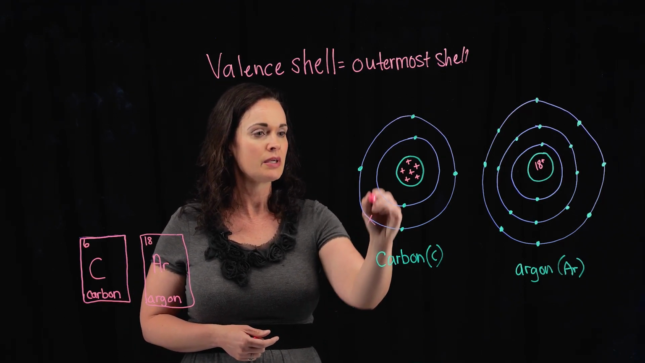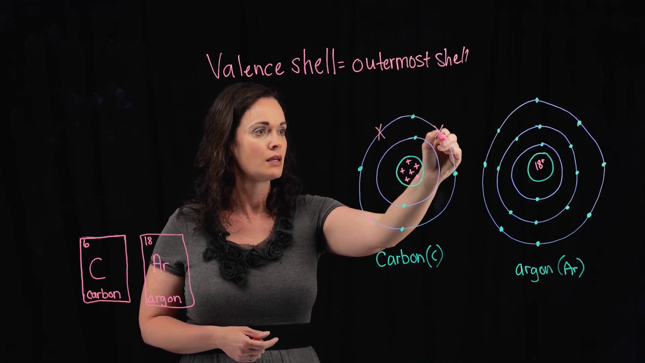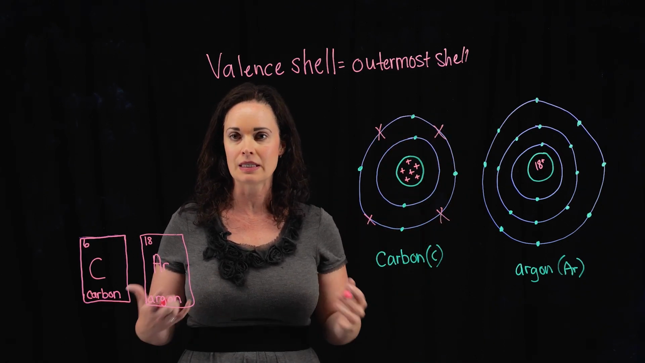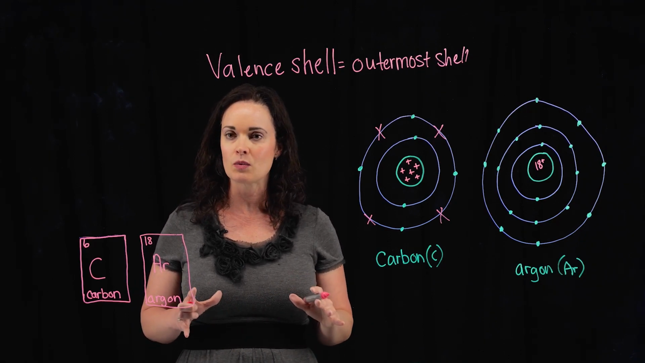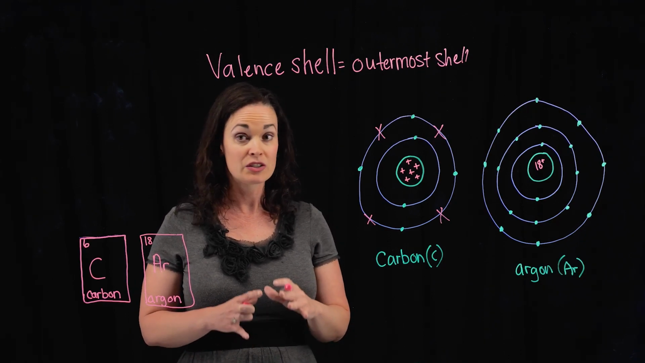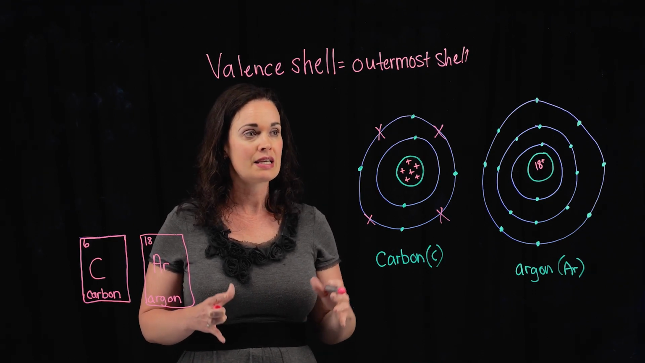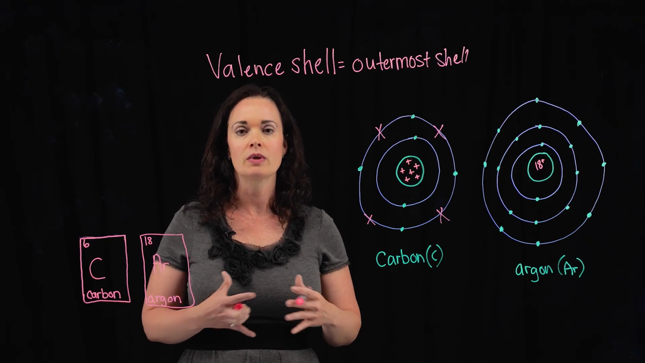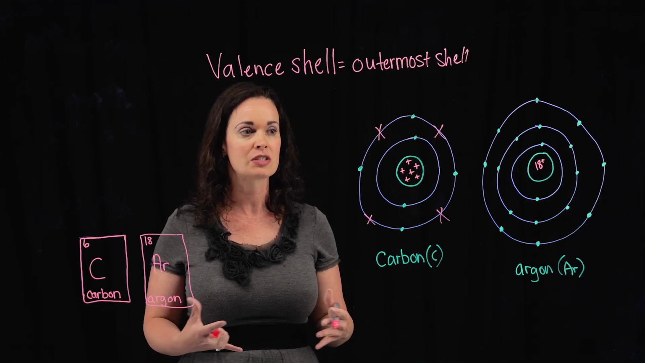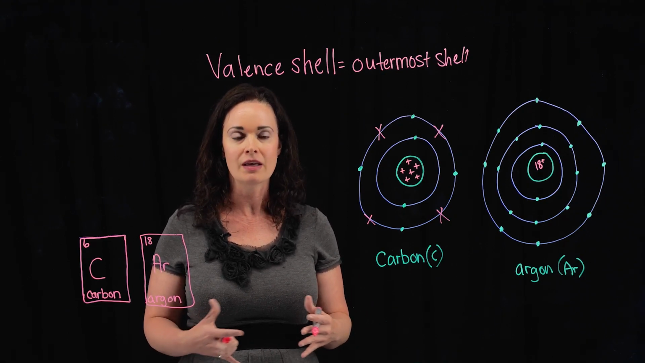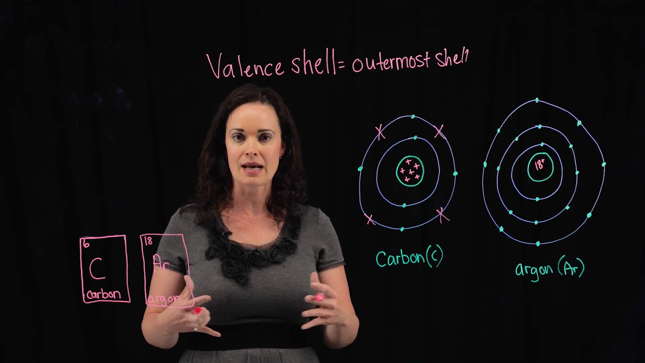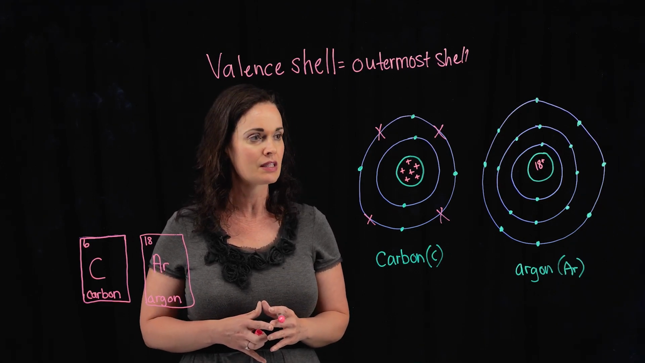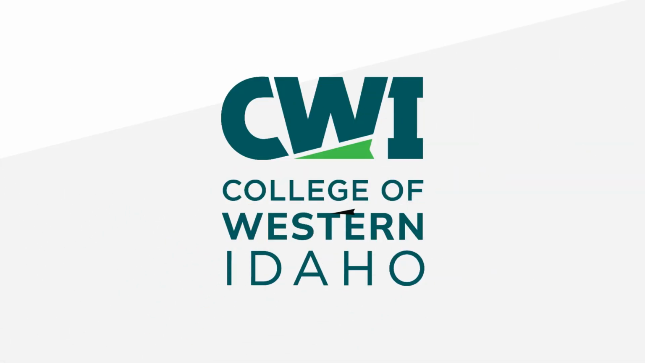Right here with carbon, we are missing 4 electrons that are needed to fill up that valence shell. And so what we see with these atoms that don't have a full valence shell is they are going to be looking to react with other atoms to fill up that valence shell. And that's what we're going to get into in our next video, talking about how these atoms actually go about filling up their valence shell by interacting with other atoms.